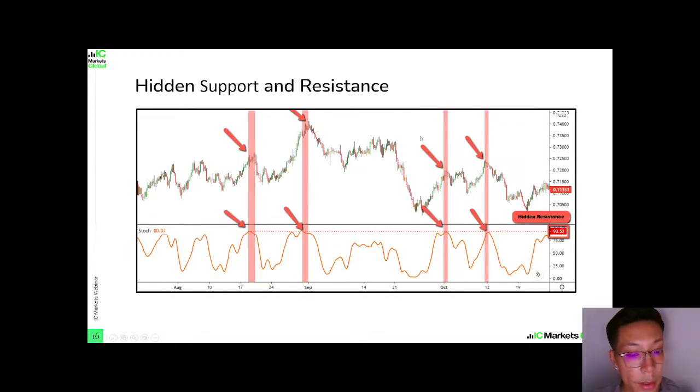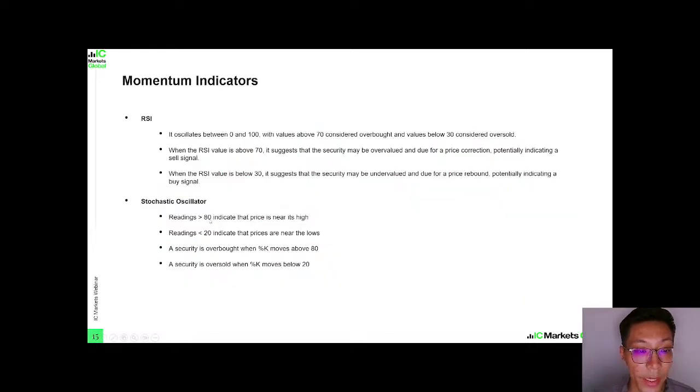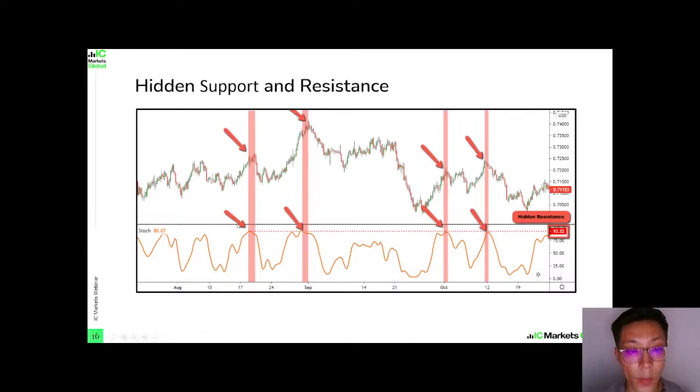Alright, the next thing is hidden support and resistance levels. You can see right here, when it's at its high, the stochastic oscillator shows a value of 93.52. Remember, when it's above 80, it indicates that price is near its high and we are looking for sells. So going back to this, that's why we have a sell opportunity over here.